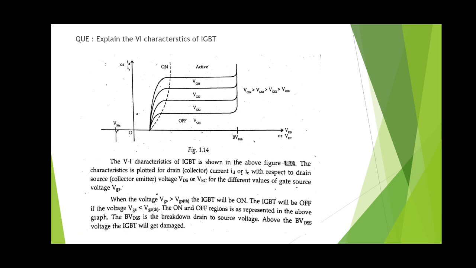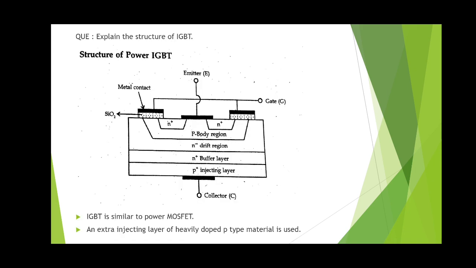So the structure of IGBT is shown in that figure. The structure is nearly the same as that of the MOSFET. In this structure we observe that there is an additional P plus layer, and this layer we call the collector or drain layer of the IGBT. This P plus injecting layer is heavily doped. It has a doping intensity of 10 to the power 19 per centimeter cube.